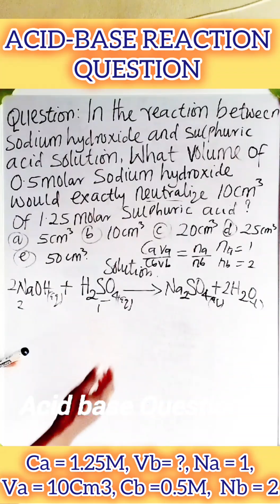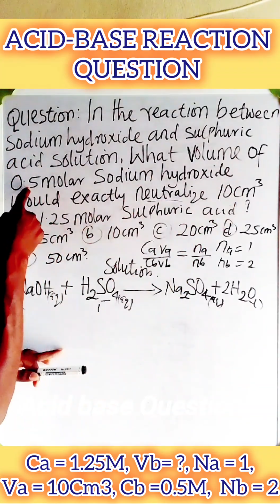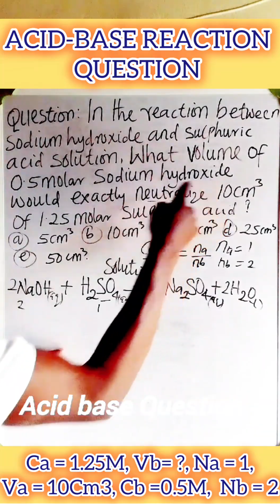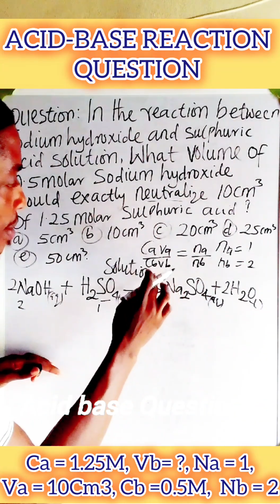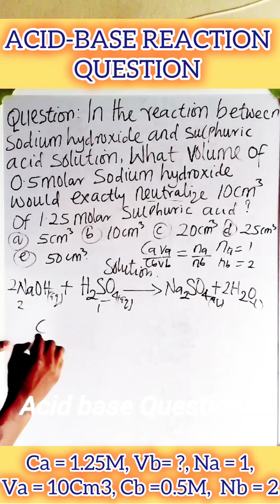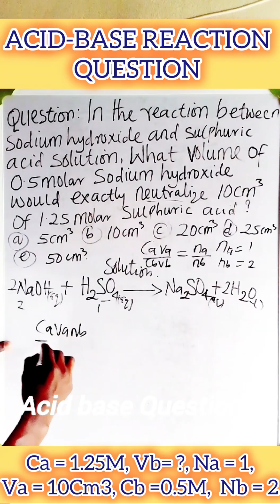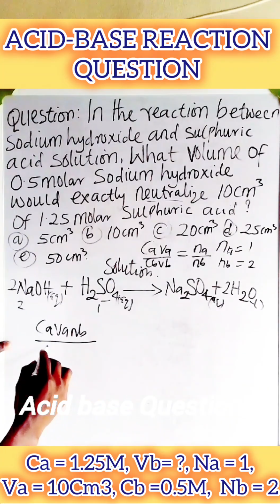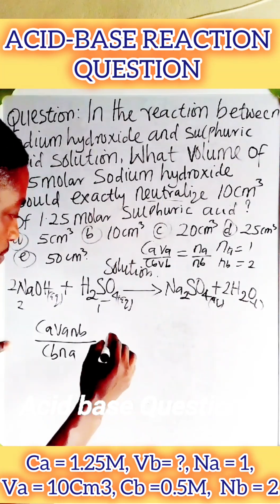So what we need to do now is to make Vb the subject, because we are asked what volume of 0.5 molar sodium hydroxide. We are asked to calculate the volume of sodium hydroxide. So let's make Vb the subject of the formula. Very simple. We do that by CaVaNb all over CbNa. Let's do simple substitution.